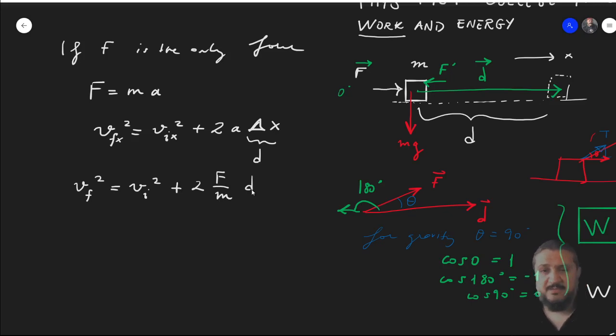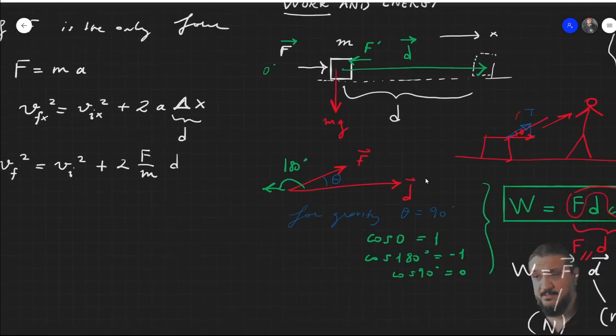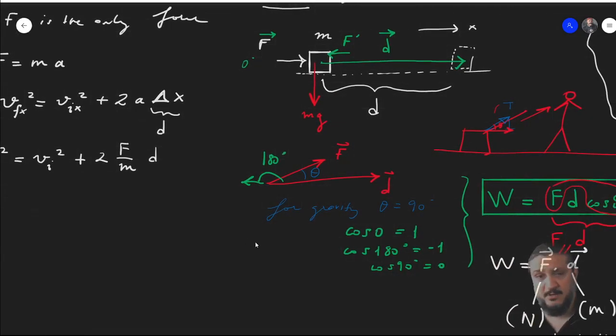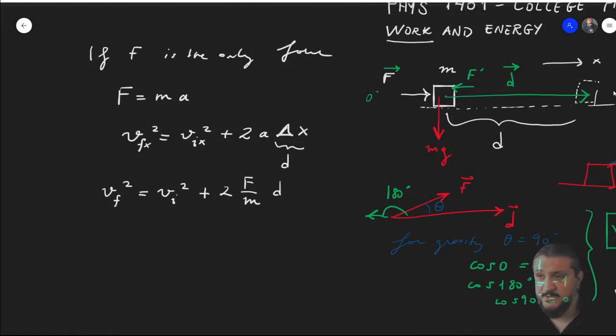Okay, so what happened here? We got rid of acceleration. That's what we did. We're using the kinematics formula without the acceleration. Instead, we have the force now. But see, F times d. We have F times d here. F times d is work, right? This is work, or work done. Work done by F when the object travels a distance d.